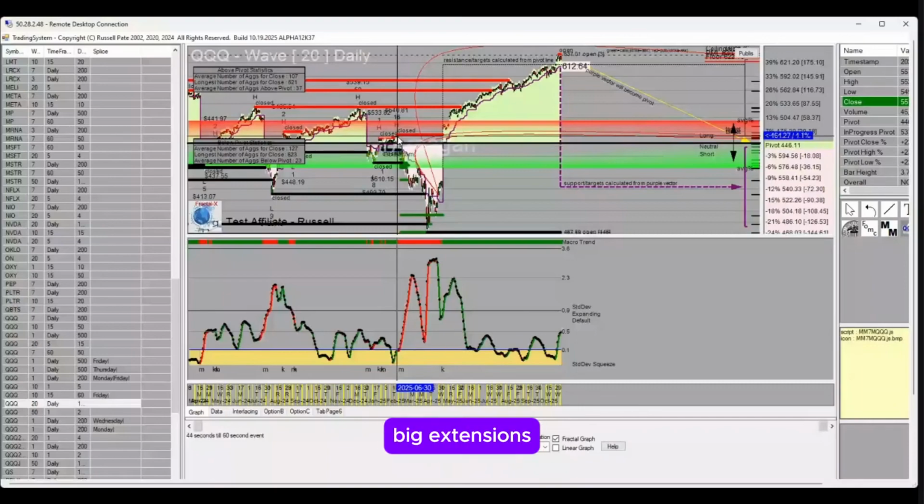Again, when you have these big extensions, typically the pullbacks tend to be more shallow. They're short-lived, not super deep. They tend to be a buying opportunity. Bulls rush in again. So you kind of have to let these wave sequences die out.